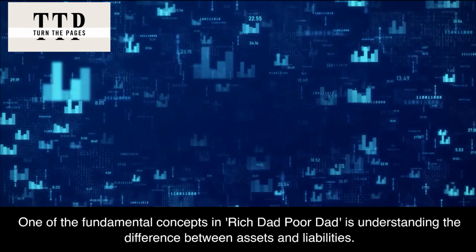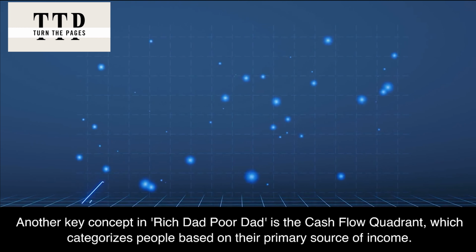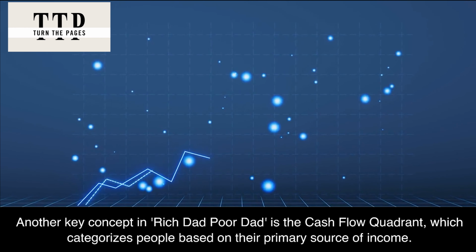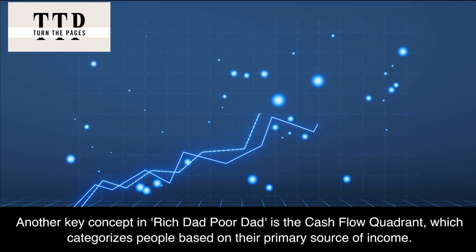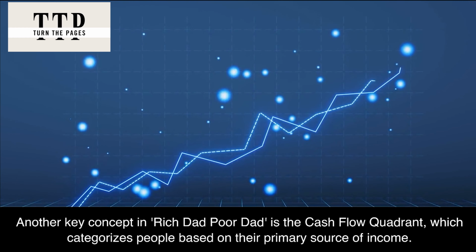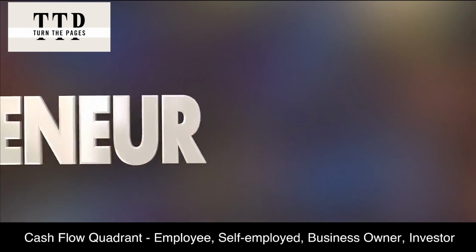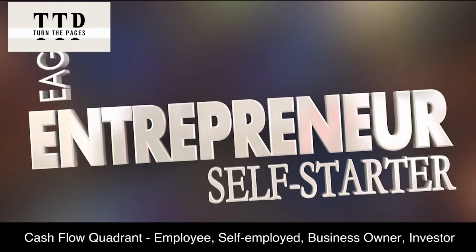The book emphasizes the importance of acquiring income-generating assets that create positive cash flow, rather than accumulating liabilities that drain your resources. Concept number 2: Cash flow quadrant. Another key concept in Rich Dad, Poor Dad is the cash flow quadrant, which categorizes people based on their primary source of income. Cash flow quadrant: employee, self-employed, business owner, investor.